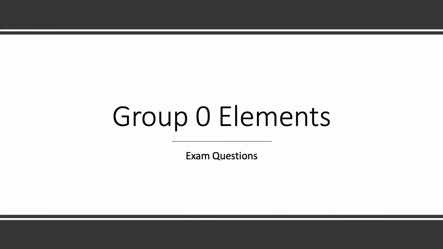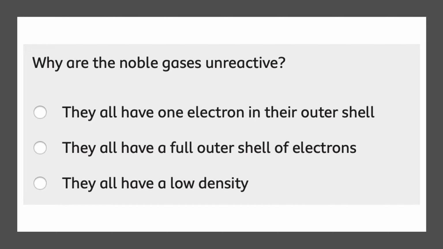Our first exam question states, why are noble gases unreactive? A, because they all have one electron in their outer shell. B, they all have a full outer shell of electrons. Or C, they all have a low density. So the noble gases are in group 8, meaning they have 8 electrons and a full outer shell in the last shell. So this means the answer to this would be B.